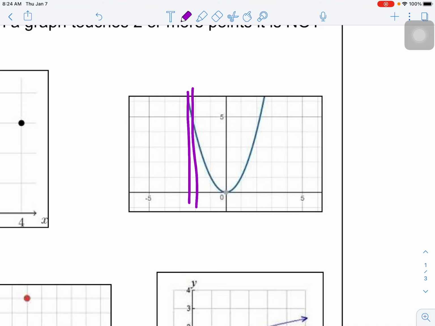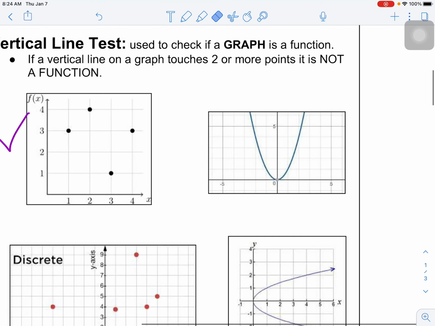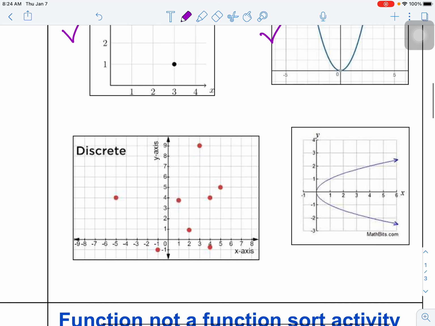Looking at this graph, if I drew vertical lines, I'm only touching 1 point because nowhere on the graph do the points stack on top of each other. So this one is also a function.